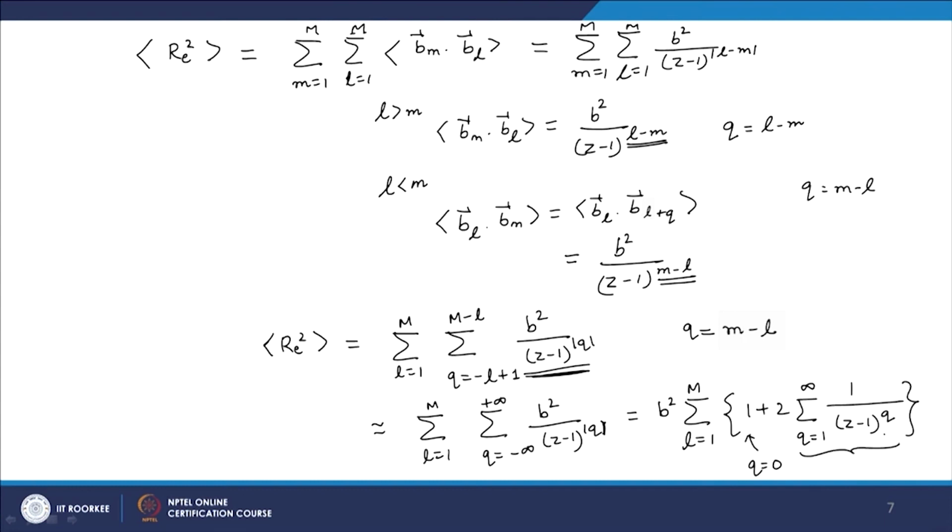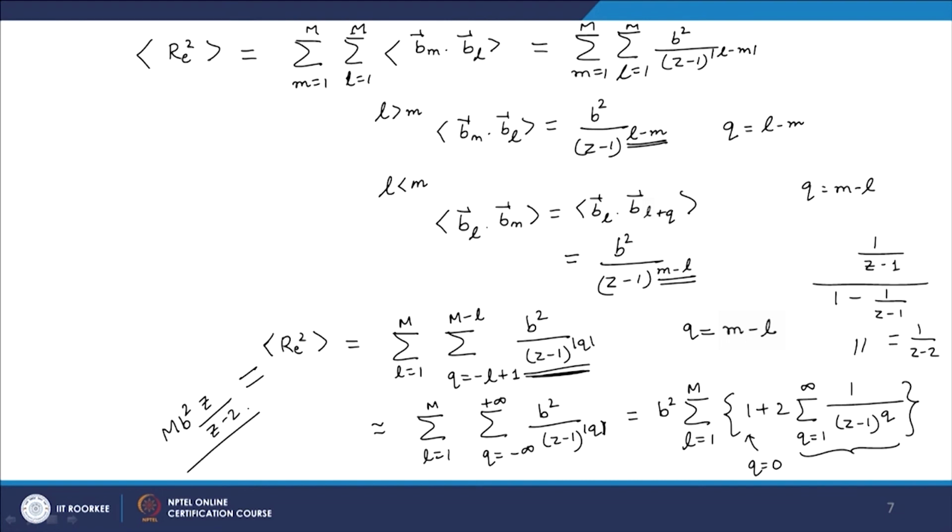This is a simple geometric series, and this will have a value equal to 1 by z minus 1 divided by 1 minus 1 by z minus 1. So, this is equal to 1 by z minus 2. We multiply by 2 here and then we add here. So, the answer we will get eventually will be equal to m b square z by z minus 2.